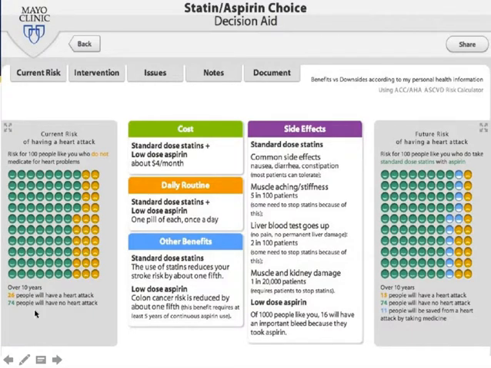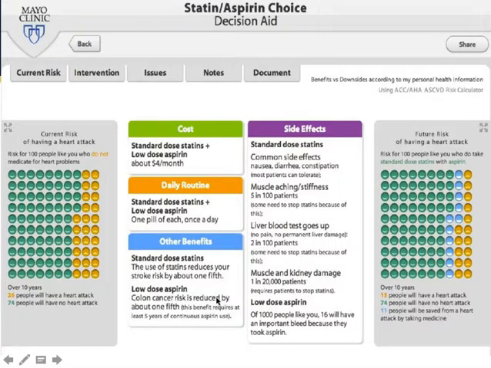That's the current situation. Now, over on the right side of the screen, you have the future risk. If somebody started taking a cholesterol medicine like a statin and a baby aspirin, what would happen? In this case, 15 patients would still have a heart attack, 74 would not. And that means that 11 patients would have been saved from a heart attack by taking the medicine. So this helps people understand what exactly the risks are and what the medicine is doing.